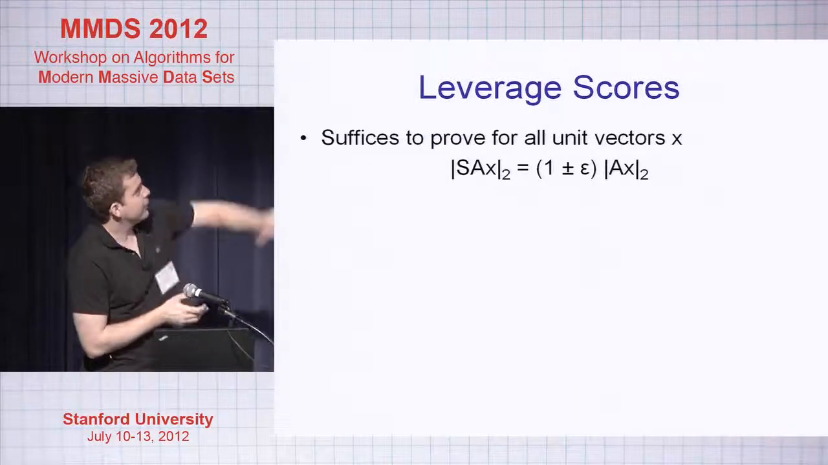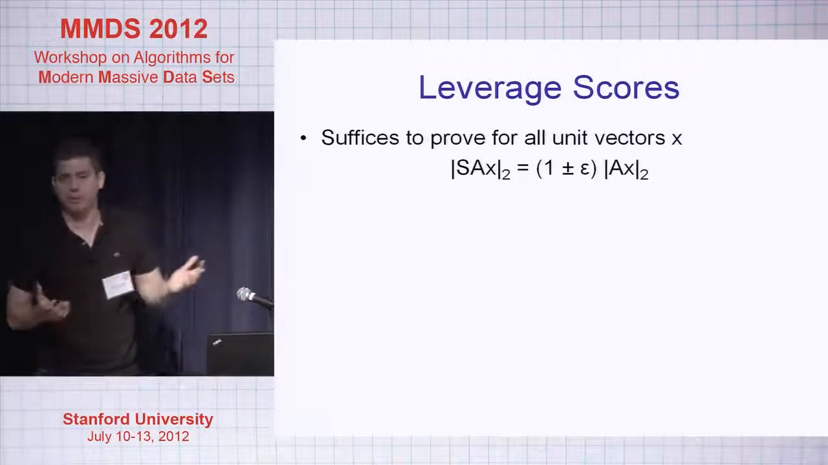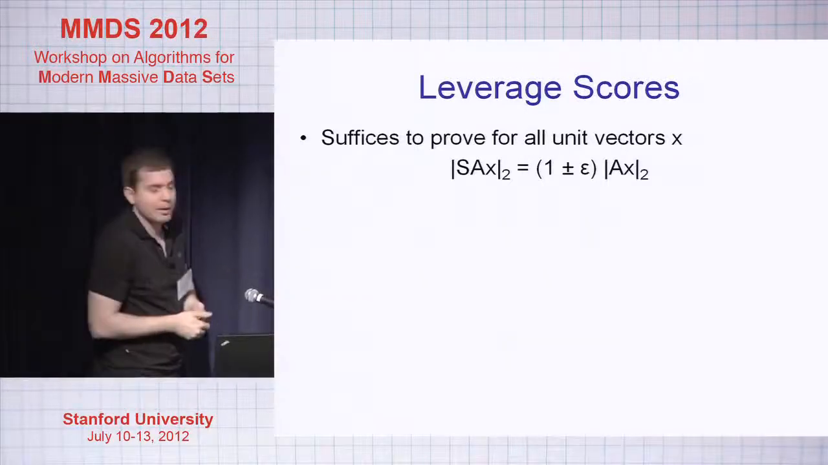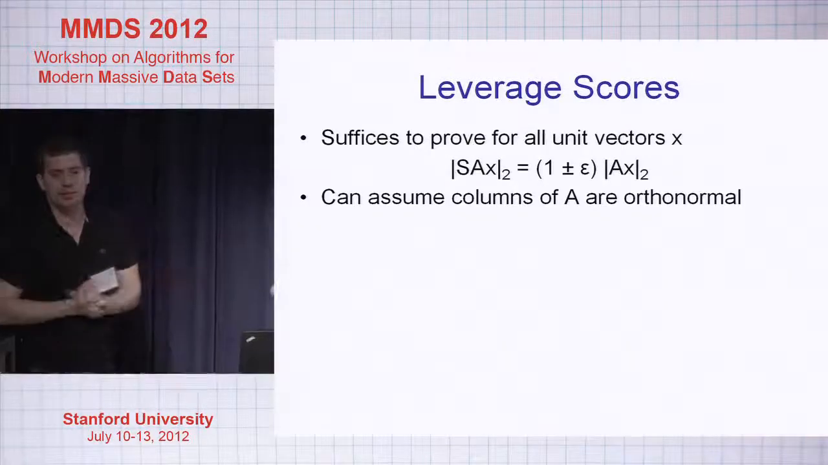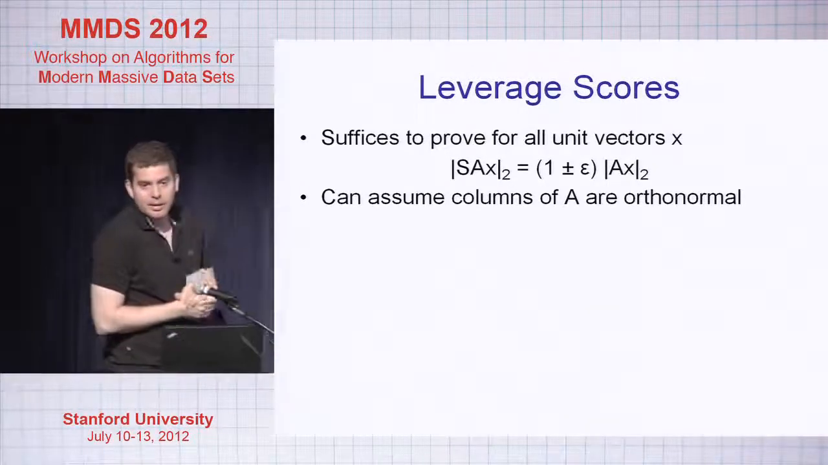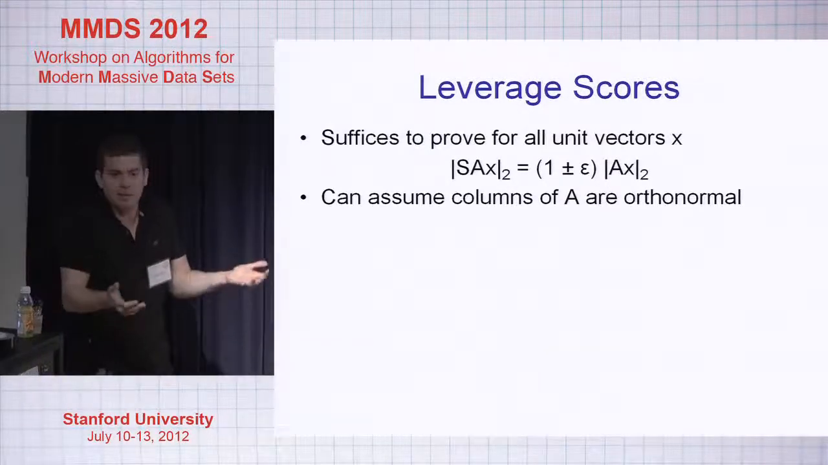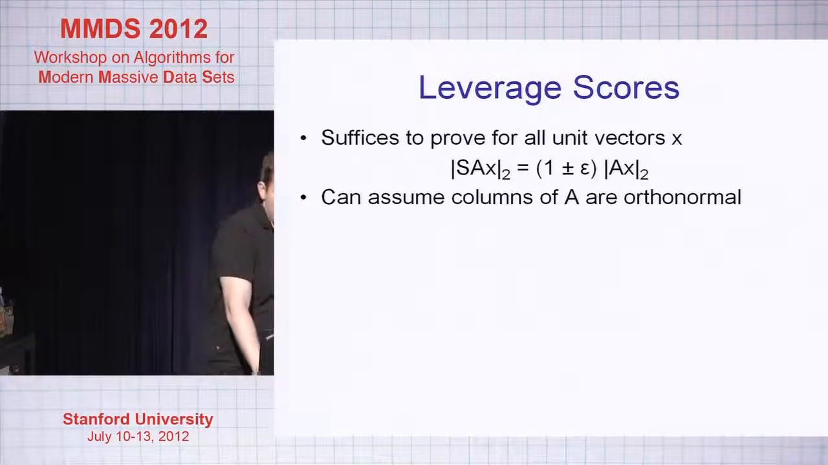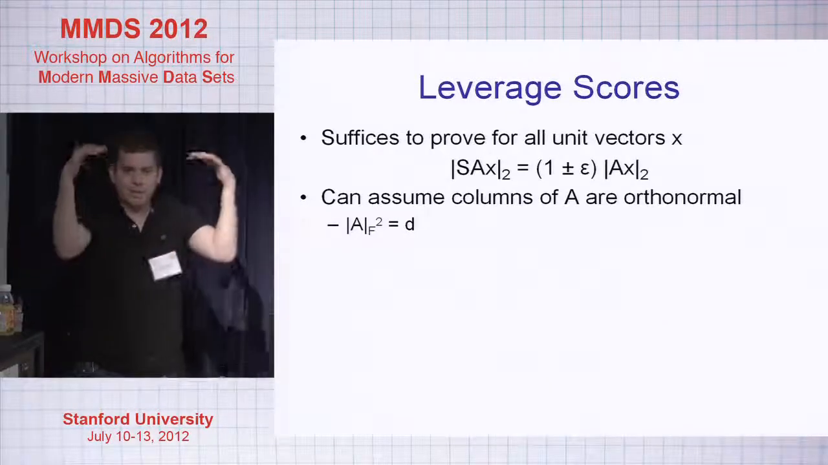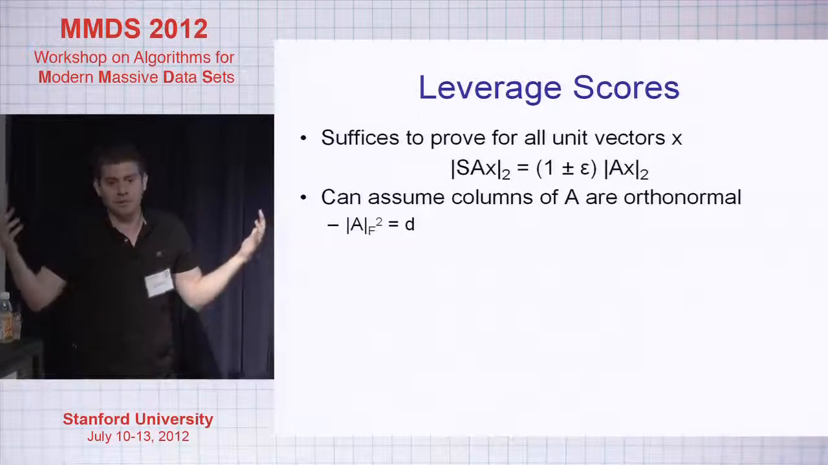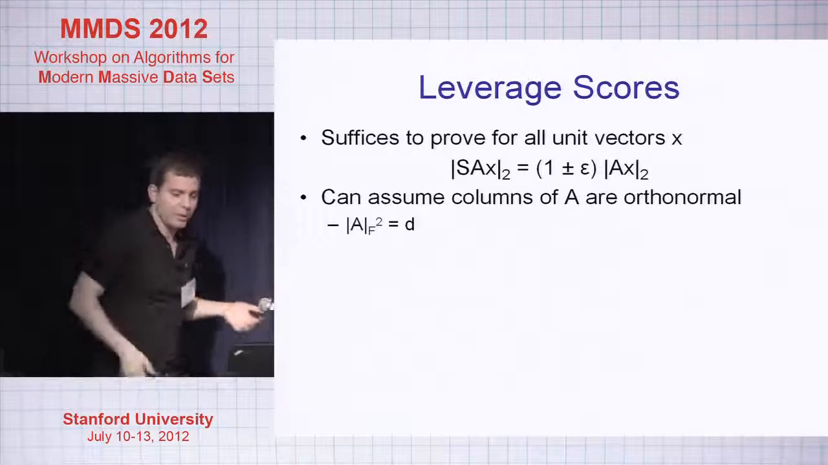First of all, to prove that it's a subspace embedding, we just need to prove it for unit vectors x, because it's a linear map, so it scales. We can choose any representation of A that we like, since we're going to prove this for all vectors in the column space of A. So let's choose the representation for which the columns of A are orthonormal. So I have an n by d matrix with orthonormal columns. That means its squared Frobenius norm is d, since each column has squared norm 1.